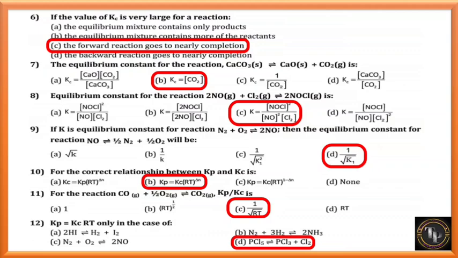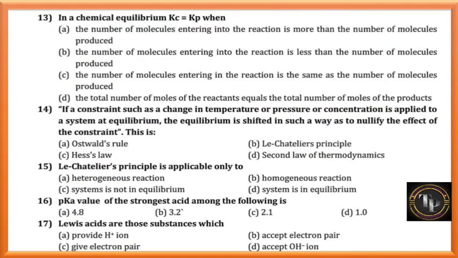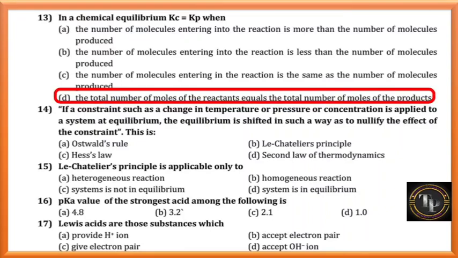Kc equals Kp times RT only in the case of PCl5 giving PCl3 plus Cl2. Yes, the difference between the number of gaseous products and gaseous reactants should be 1, then only both are equal. In a chemical equilibrium, Kc equals Kp when the total number of moles of reactants equals the total number of moles of products.